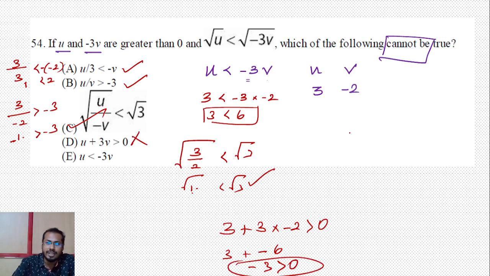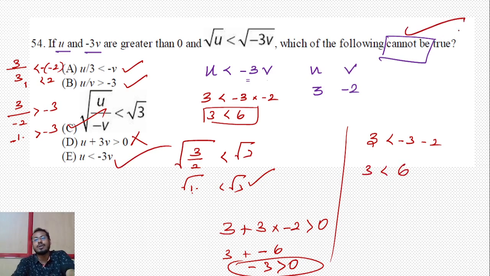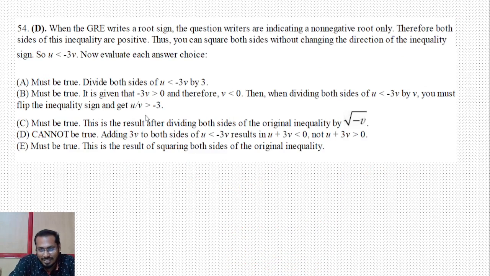Next, option E. u is 3, and it is less than negative 3 times negative 2. That is 3 times 2, which is 6, and 3 is less than 6, so this is also right. They are asking which cannot be true, so the one that cannot be is only option D. That's the right answer. So this is the answer for this question.